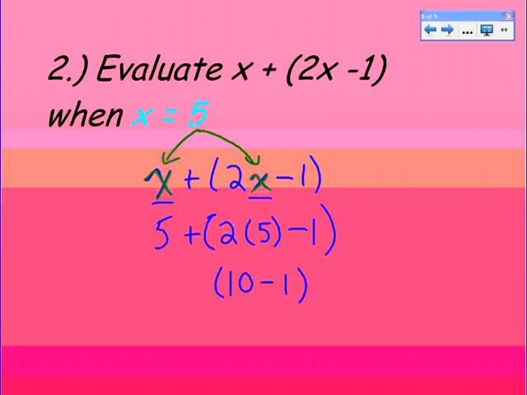Rewrite my 5 up front. Simplify what's inside the parentheses again. 10 minus 1 is going to give me 9. 5 plus 9, final answer. The value is 14.